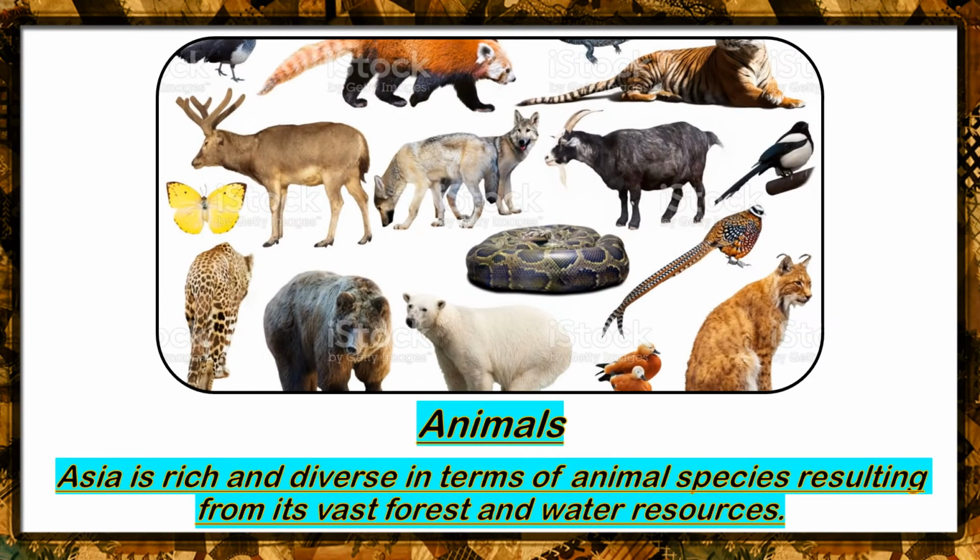Next class, we have animals. Asia is rich and diverse in terms of animal species resulting from its vast forest and water resources. Because Asia is the largest continent in the world, it is no wonder that it has different kinds of animal species.